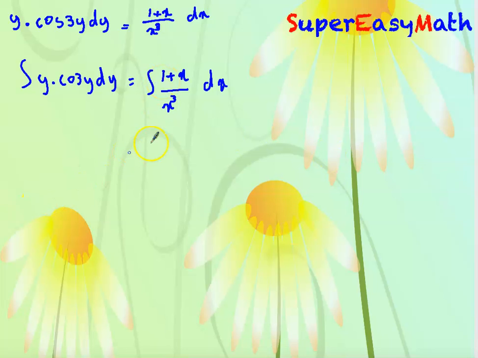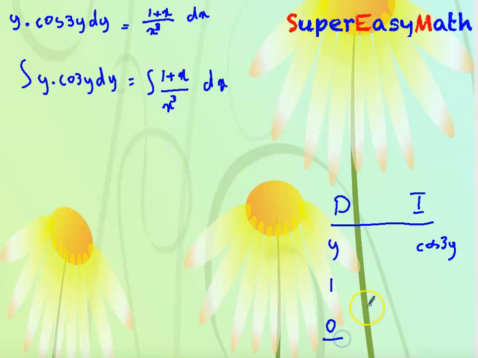Now integral for y cosine 3y, I will try to do it using tabular integration. So here we have derivative and integral. Just put y here and cosine 3y here. You can watch the video about tabular integration in the channel list. So derivative of y equal to 1, derivative of 1 equal to 0. We reached 0, so we will stop. And integral for cosine 3y equal to sine 3y over 3. Integrated another time, so minus cosine 3y over 9.